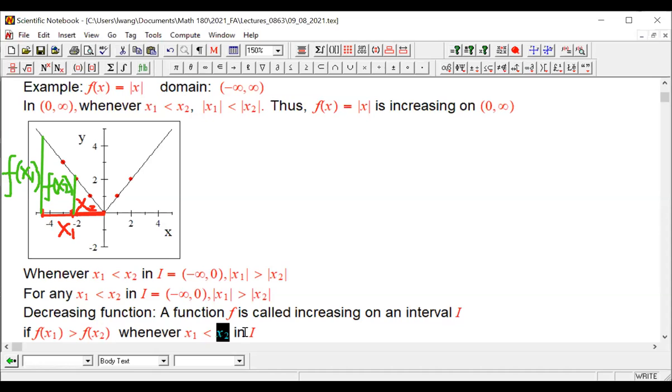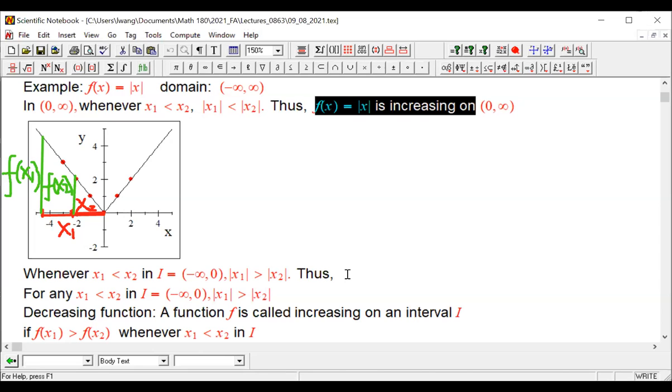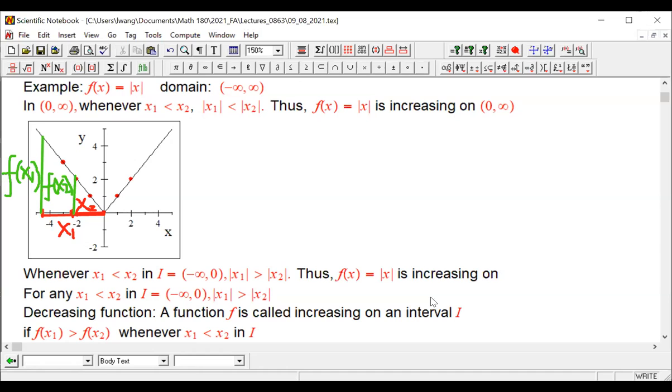You have to tell the reader where they're from. So for any, that's what you can do. And then you can draw the conclusion. You say thus, the function, I'm just going to copy and paste and change, is a decreasing function on the interval from negative infinity to 0.